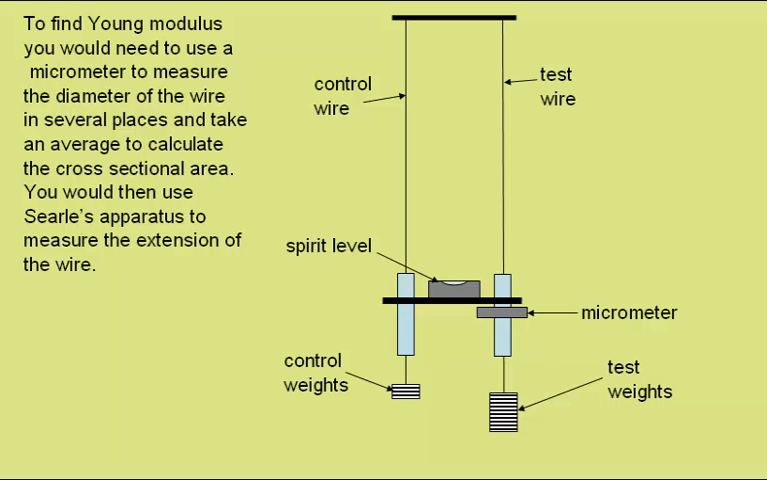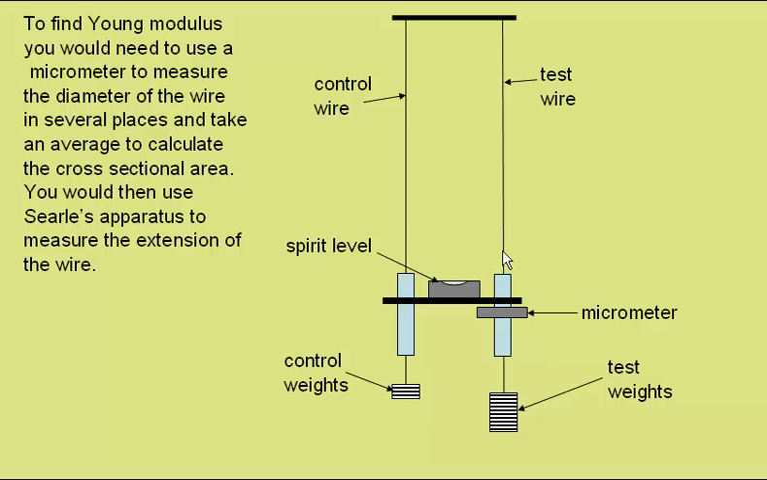To find the Young modulus for a material, you would need to use a micrometer to measure the diameter of the wire in several places and take an average to calculate the cross-sectional area. You would then use something like Searle's apparatus to measure the extension of the wire. Here we have a control wire of the same diameter and material as the test wire. The control wire supports one side of a bridge on which is placed a spirit level. The control wire is kept straight by these control weights.